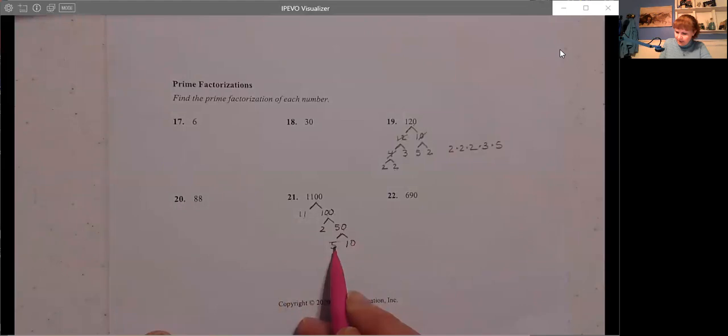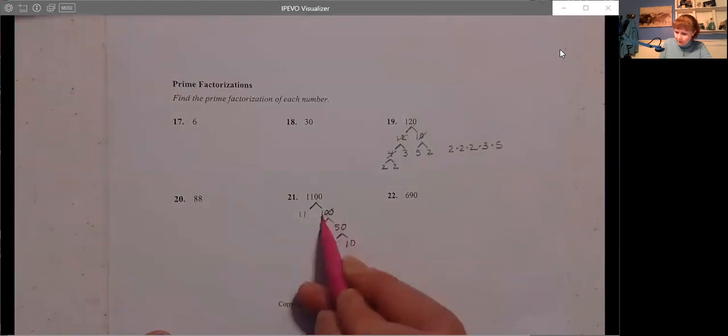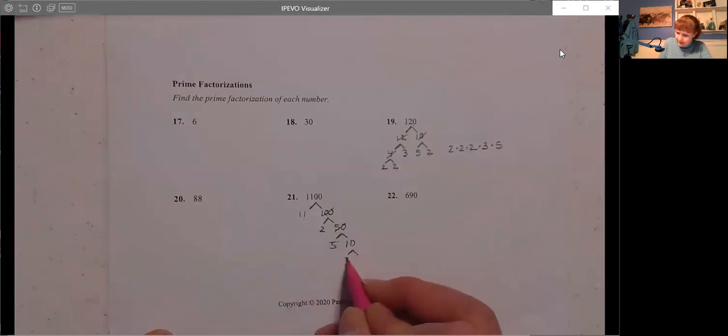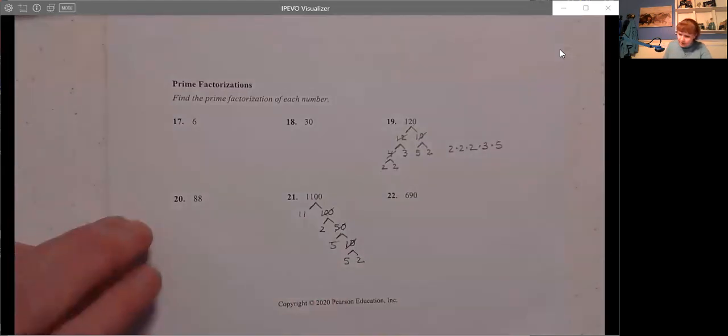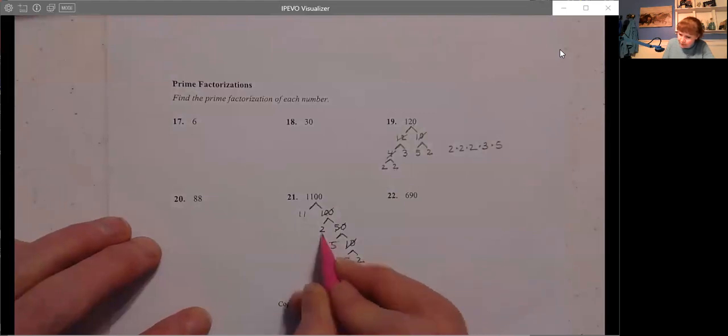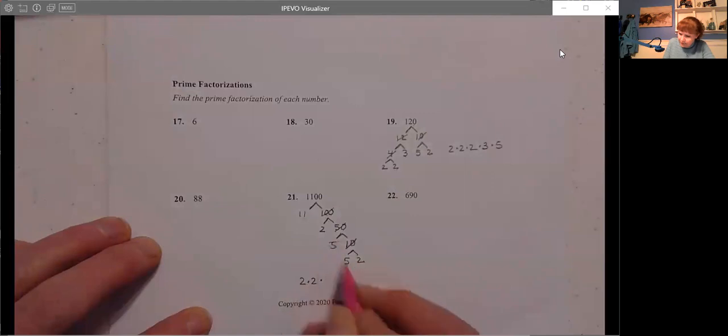The 5 is done, just like the 2 was done. Here I can cross those off because I broke them down. And this one is 5 times 2. So you just keep breaking them down. And so your answer is we have 2 2s, we have 2 5s, and we have 1 11.